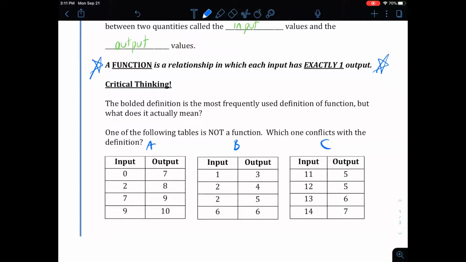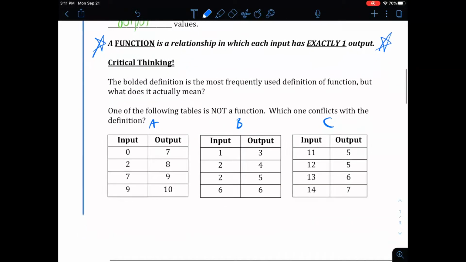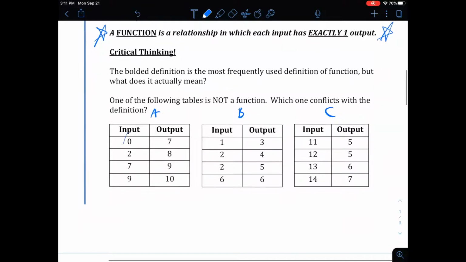All right, I can't see what you guessed, but I'm hoping that you said, well, let's go through this. Does each input for A have exactly one output? Are there any numbers here that repeat? Nope. So this is going to be a function. This is, yes, a function.